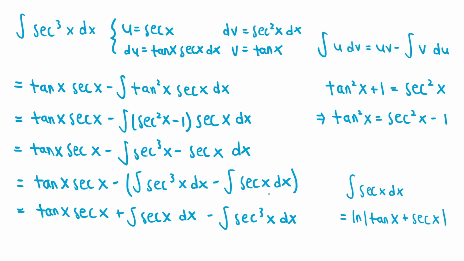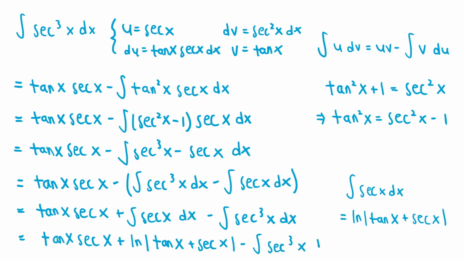The integral of secant of x is equal to ln of the absolute value of tangent x plus secant of x, which I already did a video about, so I'm just going to use it here. If we use this result, then this expression becomes tangent x secant of x plus ln of the absolute value of tangent x plus secant of x minus the integral of secant cubed of x dx.